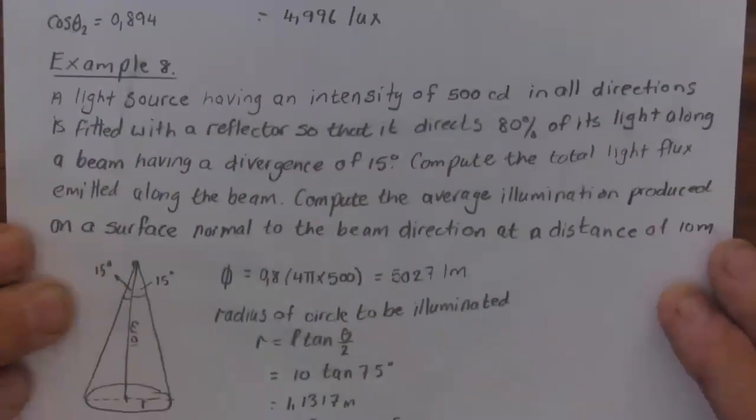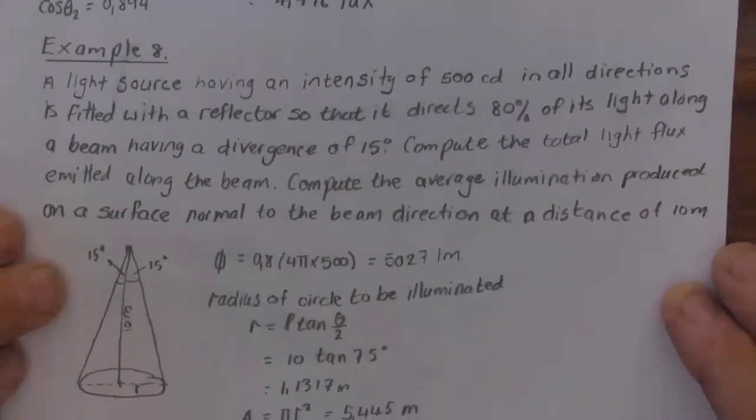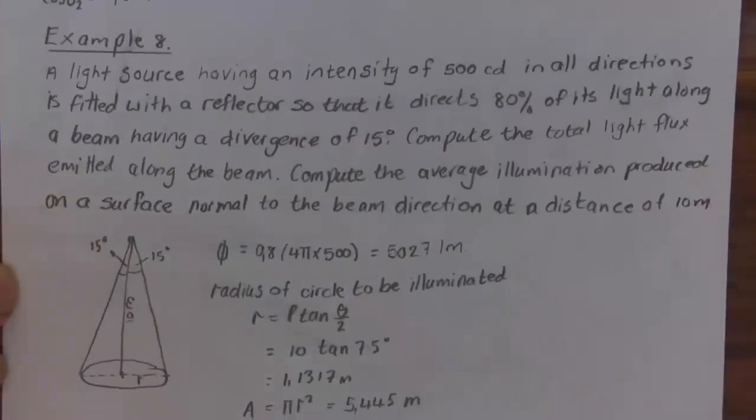A light source having an intensity of 500 candela in all directions is fitted with a reflector so that it directs 80% of the light along the beam, having a divergence of 15 degrees. Compute the total light flux emitted along the beam. Compute the average illumination produced on a surface normal to the beam direction at a distance of 10 meters.